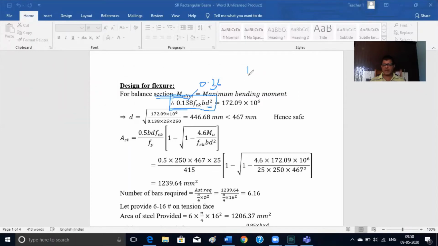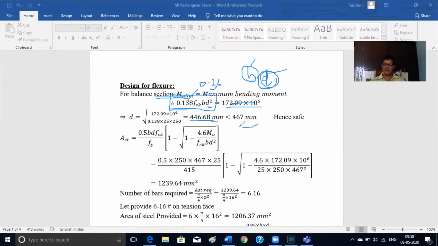So there are two parameters on the section, B and D, which we have assumed. One value you have to keep constant, and you have to vary the other. So B generally we keep constant, 250 or 300 mm, and we have to find the value of D required for this much of moment. So from this formula, we find that it is coming 446 millimeter.